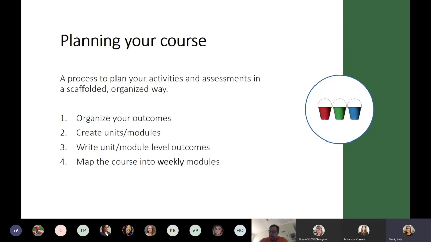So it's a process, and we like to try to do things in a scaffolded way so that we can help our learners achieve those outcomes in the end. So our first step of this course mapping process is to really organize your outcomes.